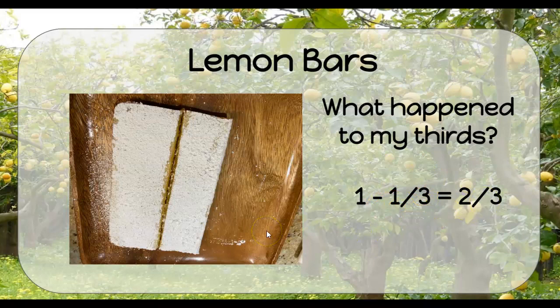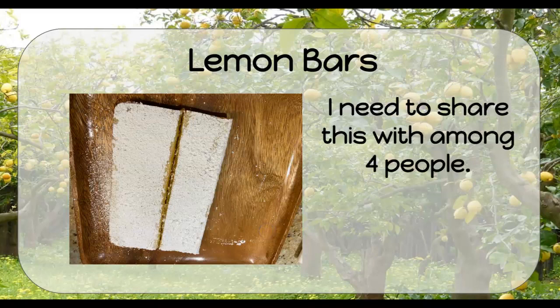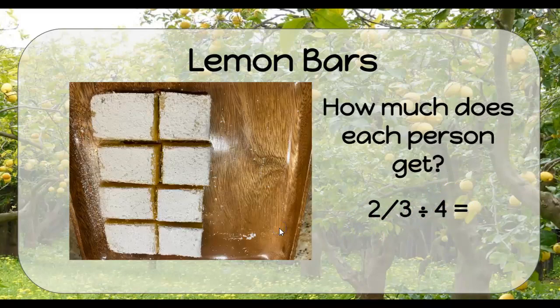Okay, so I still need to share it with 4 people, so what can I do? What am I going to start with? I'm starting with 2/3. Good. And I'm going to partition it for 4 people. Okay, so I am going to divide 2/3 divided by 4. All right, and that gives me, ooh, look at all these.